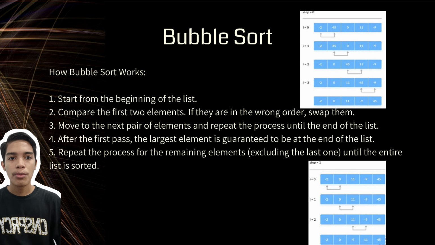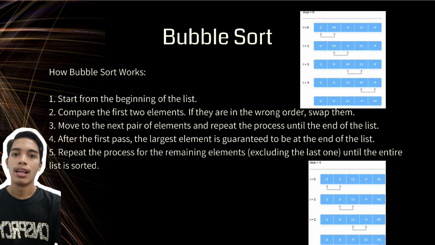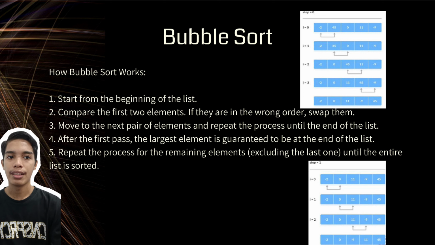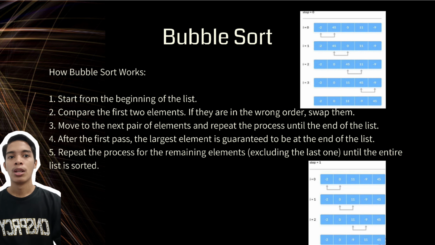Now we're going to see how bubble sort works. Bubble sort starts from the beginning of the array. It compares the first two elements, and if they are in the wrong order, it swaps them, then moves to the next element and repeats the process until the end of the array. After the first pass, the largest element is guaranteed to be at the end of the array. Repeat the process for the remaining elements, including the last one, until the entire array is sorted.